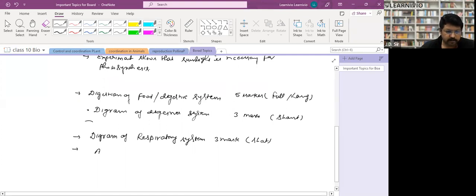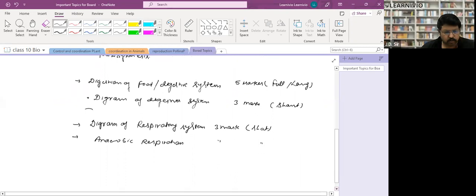Then anaerobic respiration. That can also be a 3-marker or short question. Anaerobic respiration.